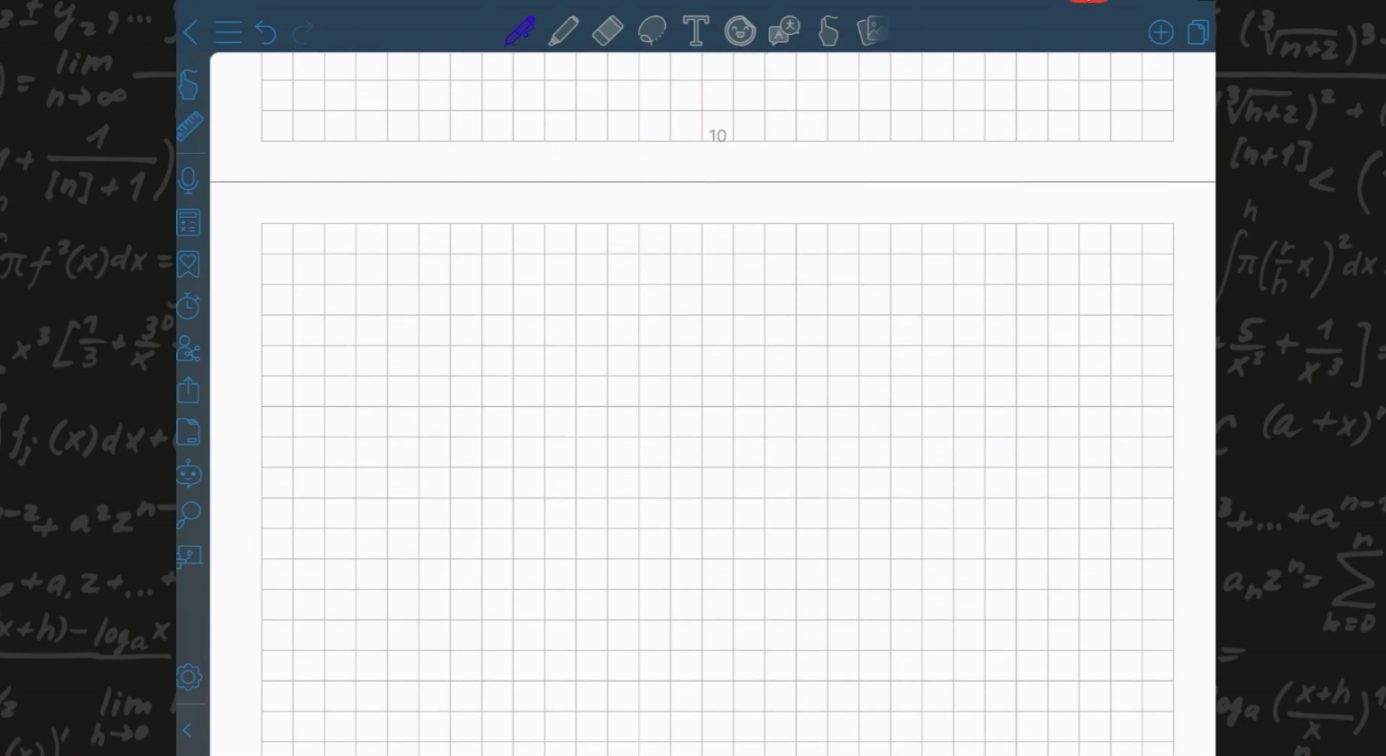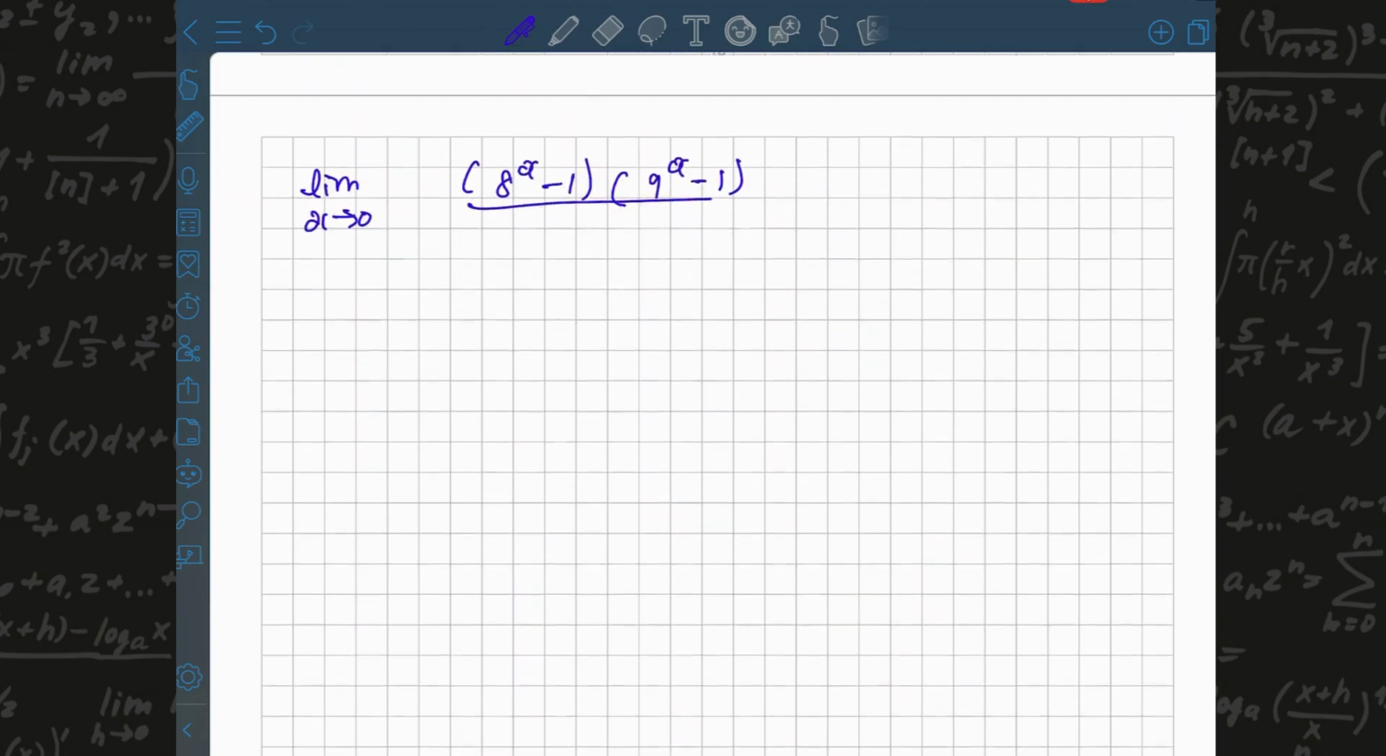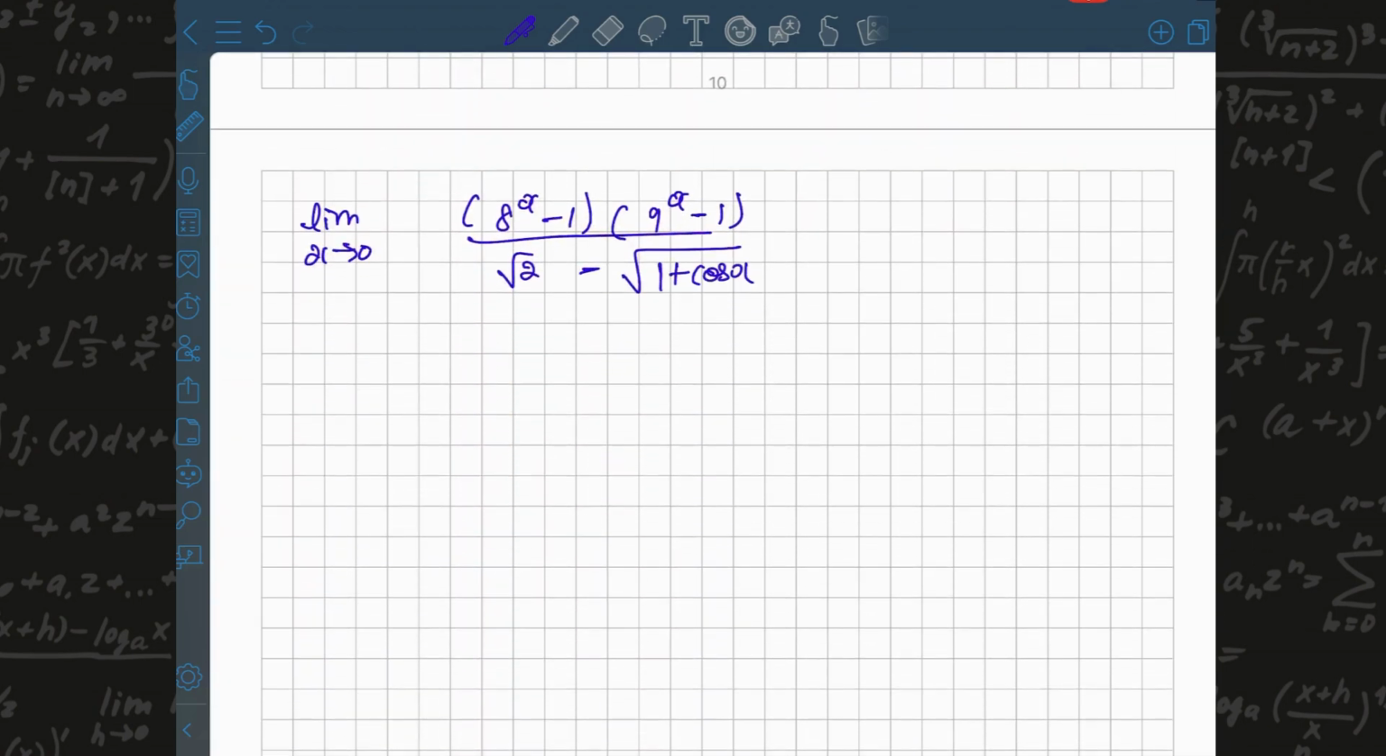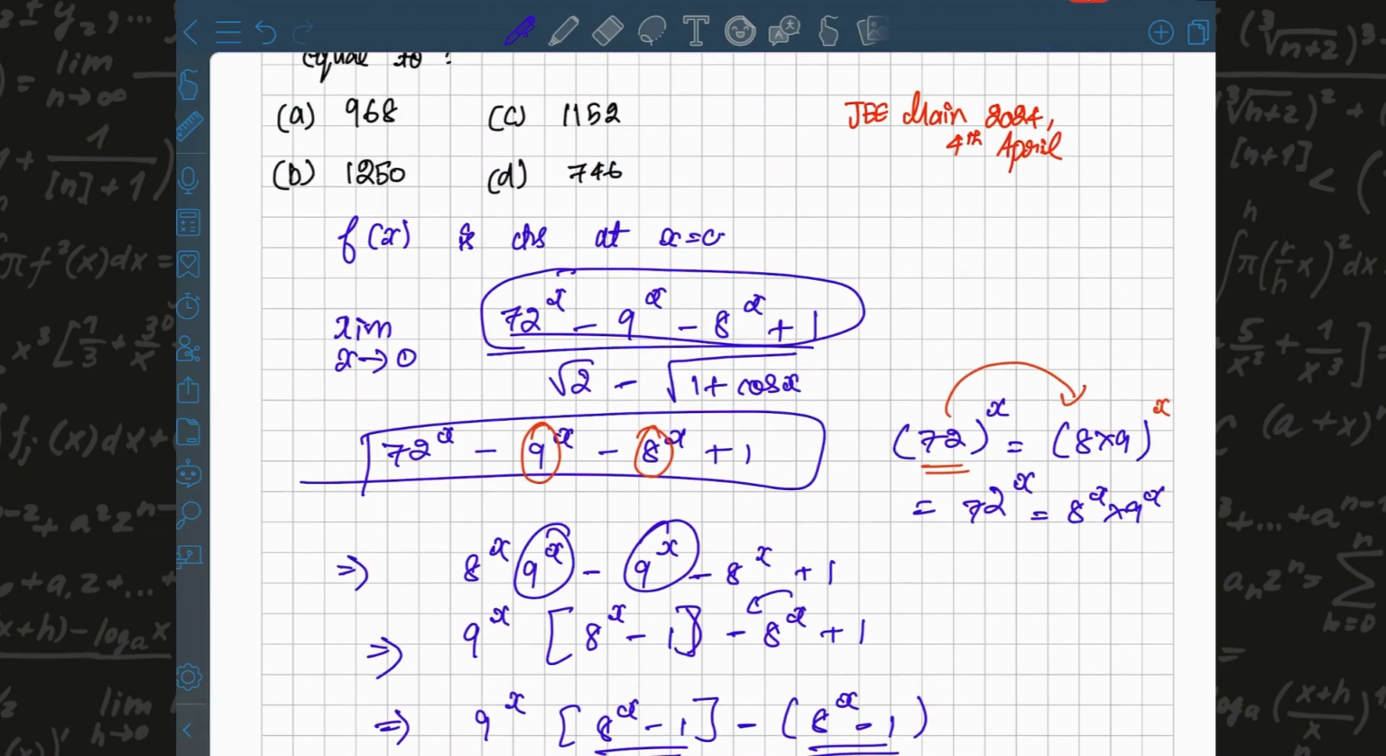Now let's put this back in the limit. Limit x tends to 0, (8^x minus 1)(9^x minus 1) divided by (root 2 minus root of 1 plus cos x). So this is the limit. Now we are going to rationalize this. I'm going to write the steps as well so that it will be easier for you guys to solve.